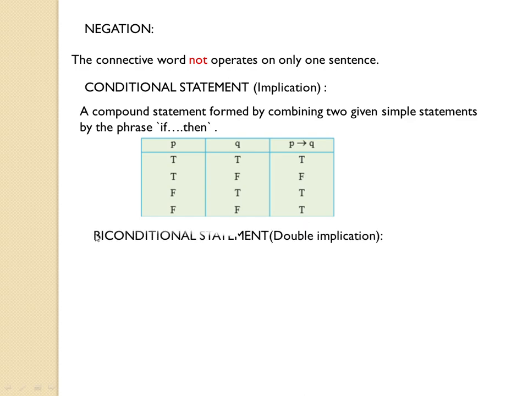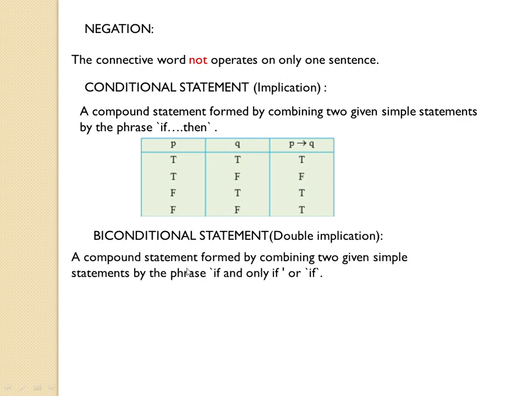Next is biconditional statement, which is also called double implication. A compound statement formed by combining two given simple statements by the phrase if and only if. Now here is the truth table. Now its condition is: if both the values of the statements are the same, true or false, then P double implies Q is T, otherwise F.